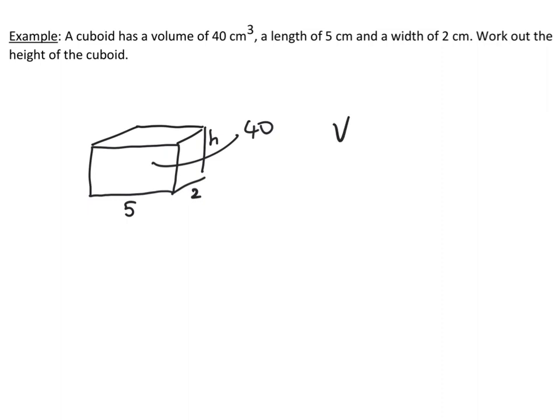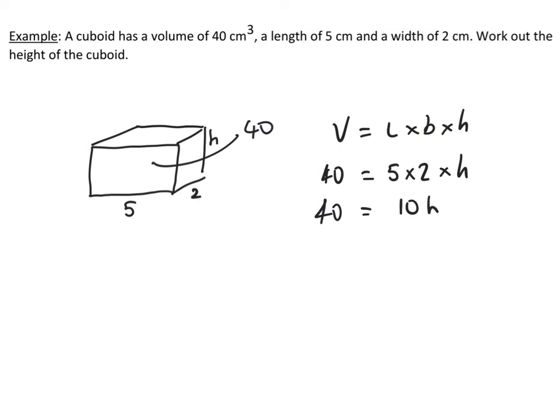Now we know in a cuboid the volume is the length times the breadth times the height. The volume we're given is 40, the length is 5, the breadth is 2, and the height is h. So 40 is equal to 10 times h, which is 10h, and if I divide by 10, I get that 4 is equal to h. So the height of the cuboid is going to be 4 centimeters.